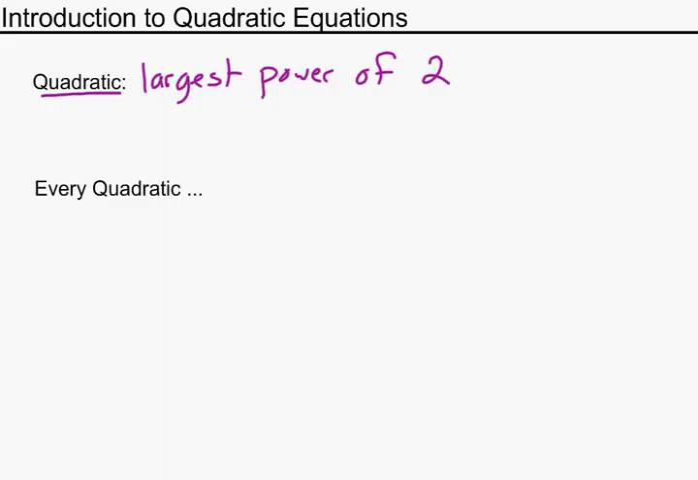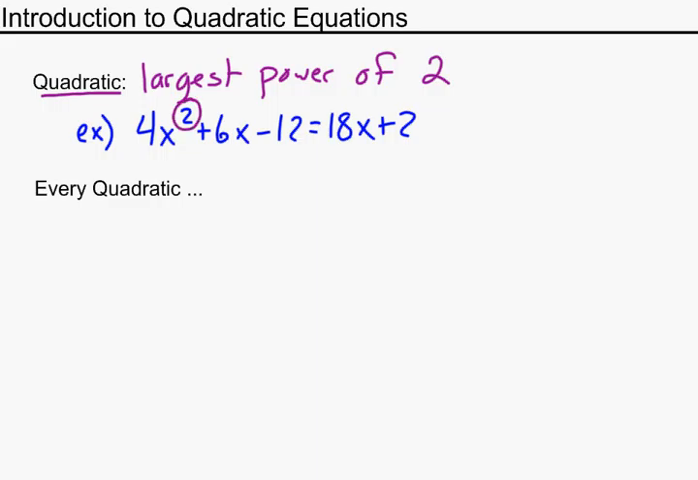So if I look at an example of what this would look like, it might be something like 4x squared plus 6x minus 12 equals 18x plus 2. That's going to be an equation, obviously, because of the equal sign, but it's also going to be quadratic because I have a highest power right here of 2. If I were to simplify like terms, that 4x squared term would stay. So I have a quadratic equation. Again, largest power of 2.